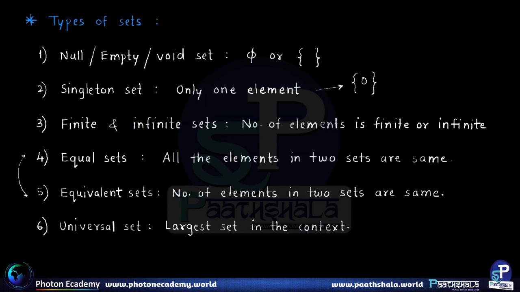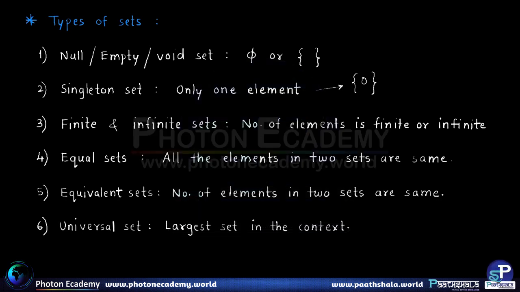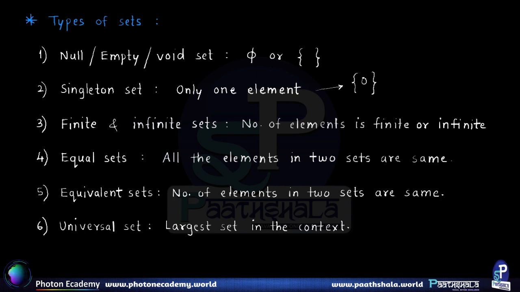Next is the universal set. Here the universal set is the largest set in the context, that is, based on what context we are discussing, the largest possible set that we take for our reference is called the universal set. So this definition is context sensitive, and we will see in the examples how we can decide what is a universal set.